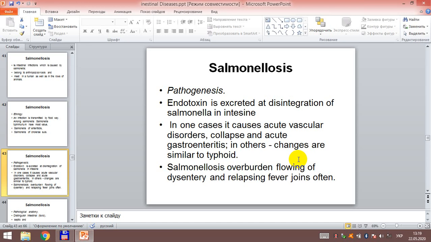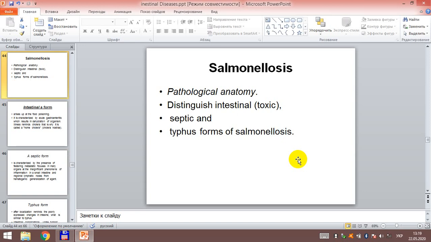In one case, it causes acute vascular disorders, collapse and acute gastroenteritis. In other cases, changes are similar to typhoid. Salmonellosis can also run the course of dysentery and is often accompanied by fibrinous changes. Pathological anatomy of salmonellosis. We distinguish intestinal, toxic, septic and typhus forms of salmonellosis.